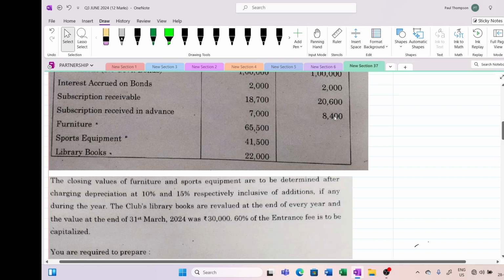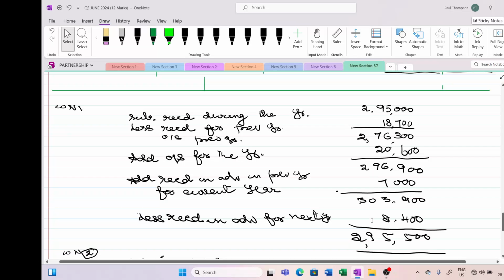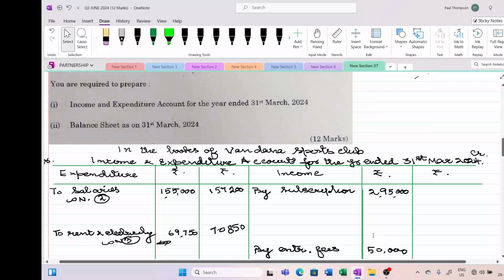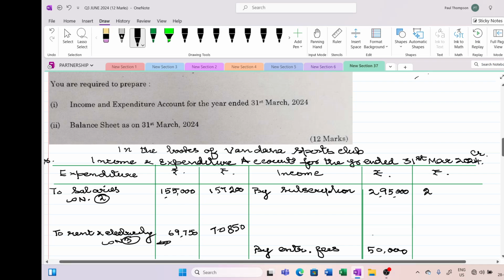This is received in advance for 2025. So we have to subtract this. So I have done that work also. I have added 7,000 and subtracted 8,400. The net one comes to 95,500. This has to be shown in outer column. 2,95,500. So I'm not giving all the calculations here.